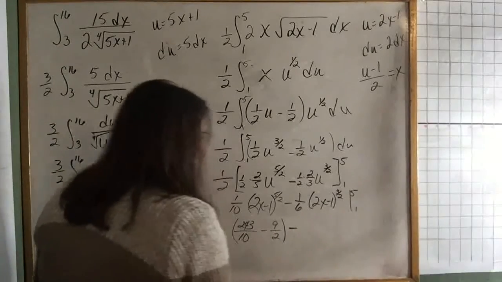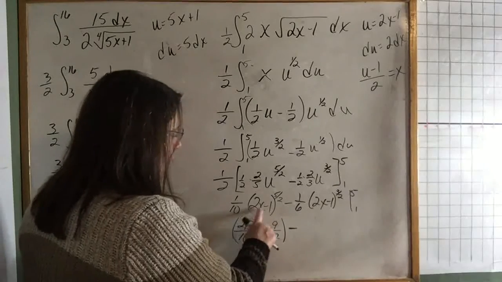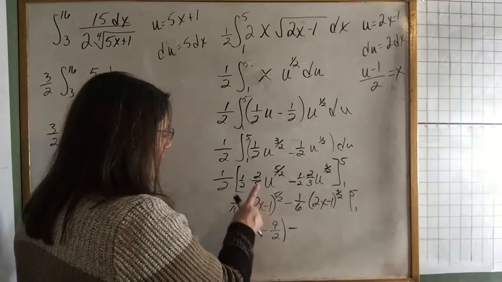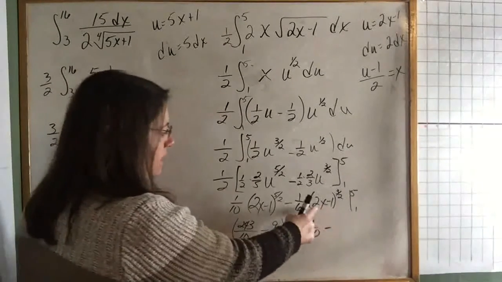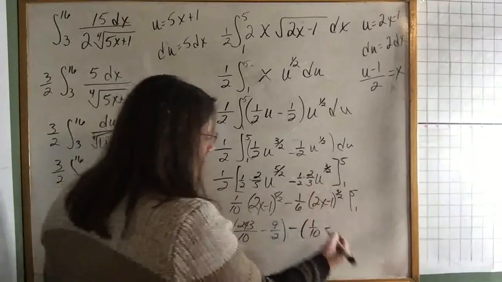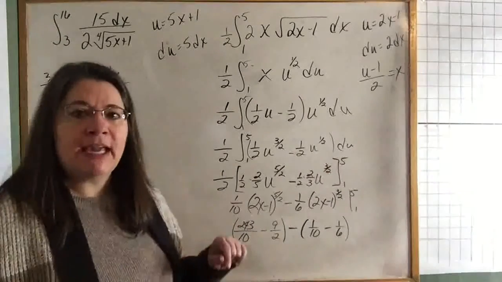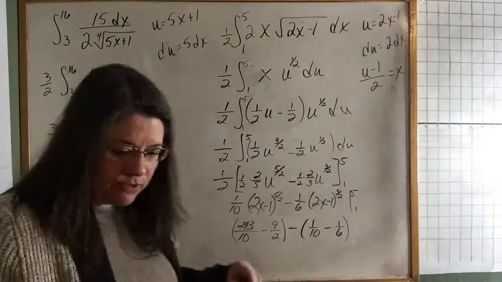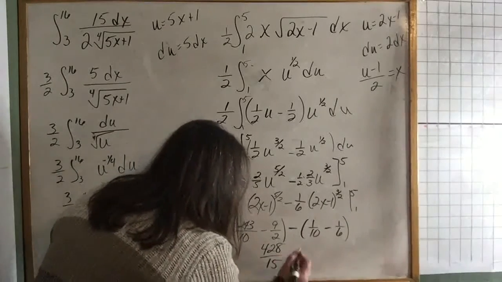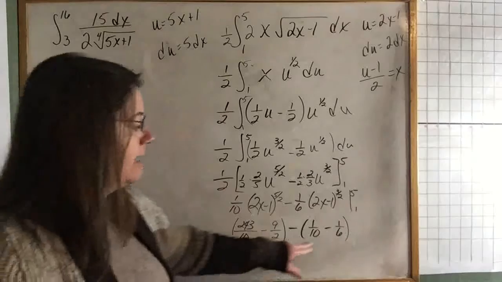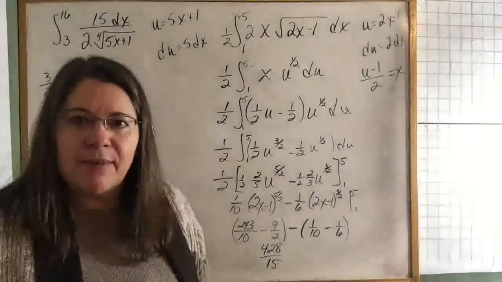Then we subtract what we get when we plug in 1. So 1 times 2 is 2. 2 minus 1 is 1. So 1 to the 5/2 is 1. 1 times 1/10 is 1/10. Minus, that's 1 to the 3/2 is 1 times 1/6 is 1/6. At this point, I would plug all of that into my calculator and get my answer, which is 428 over 15. I would not look for them to give you one like this without a calculator. I think it's just fine to do a calculator there, but you should know how to get a common denominator just in case.